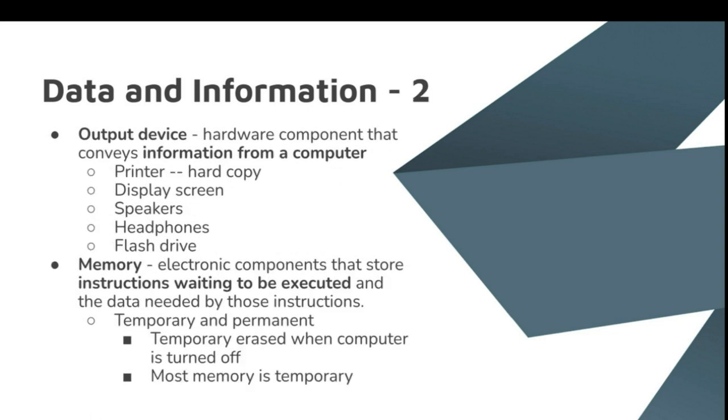So an output device is the reverse of an input device. It's a hardware component that conveys information from the computer. So printer, display screen, speaker, headphone, flash drive. Printers. When you have a printed copy of something, that's quite often referred to as a hard copy.